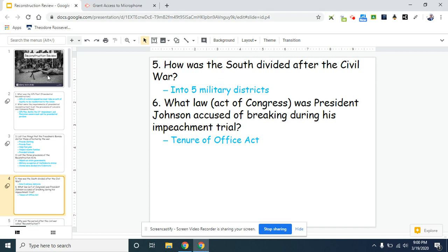Florida, Georgia, Alabama. Then you had like Texas, Louisiana. It was a whole thing. Anyway, go back and take a look at that map.